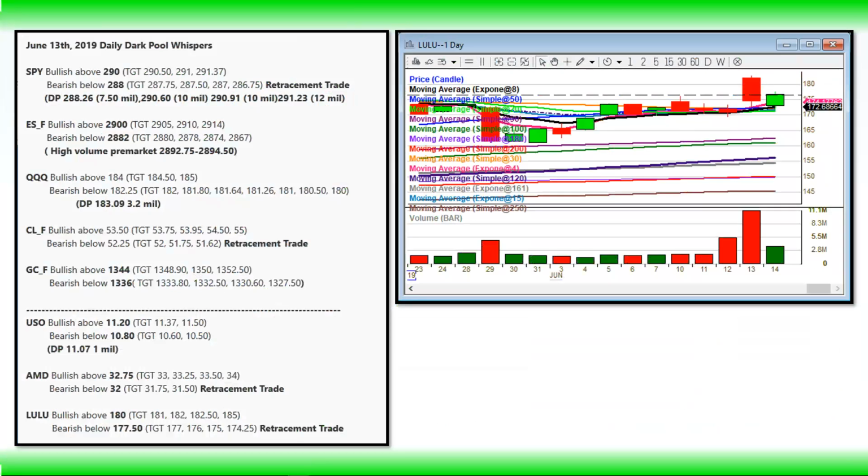And here's the Whisper that I did for Lulu. And you can see bullish above 180, bearish below 177.50. There's a retracement trade right down to the 8. Bam. See, that's so cool. And then a bounce. It's like a brick wall of support when it's above it, and it's a brick wall of resistance when it's below it. And again, we're talking about the daily chart. I only use that 15 EMA on a 5-minute chart, the first 15 minutes.